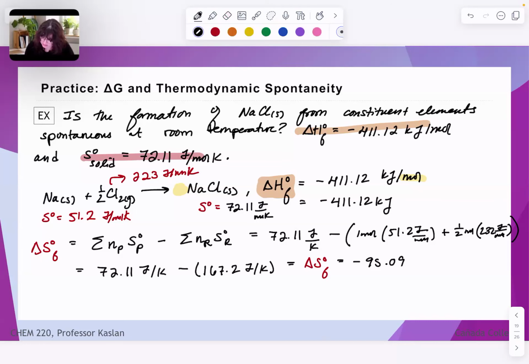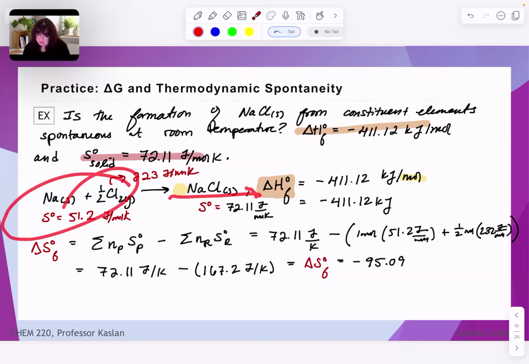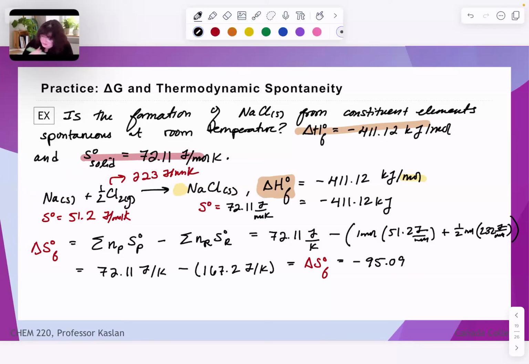Let's check our sanity here. Does that make sense? I started off with a mole of solid and 1/2 a mole of gas, and then wound up with a mole of solid. Because I no longer have gaseous particles on my product side, I have created more order. There are fewer microstates that sodium chloride solid, the products, could exist in compared to my reactants. So overall, this process has decreased the amount of entropy in the surroundings or in itself. So this is then going to be expressed as joules per Kelvin.